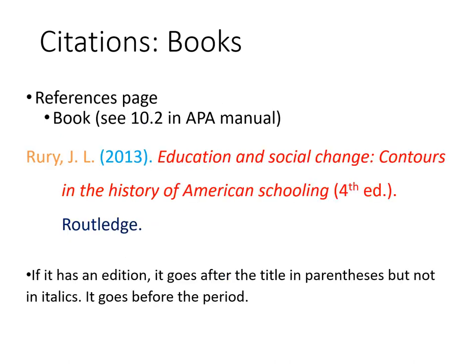Here is an example. There is one author, Rory, comma, space, J, period, space, L, period. It was published in 2013. The title is in italics. The first word, education, is capitalized. The first word after the colon, contours, is capitalized. And American is capitalized because it is a proper noun. It is the fourth edition of this book. If it provides the edition, it is placed at the end of the title in parentheses, but it is not in italics. And it was published by Routledge.